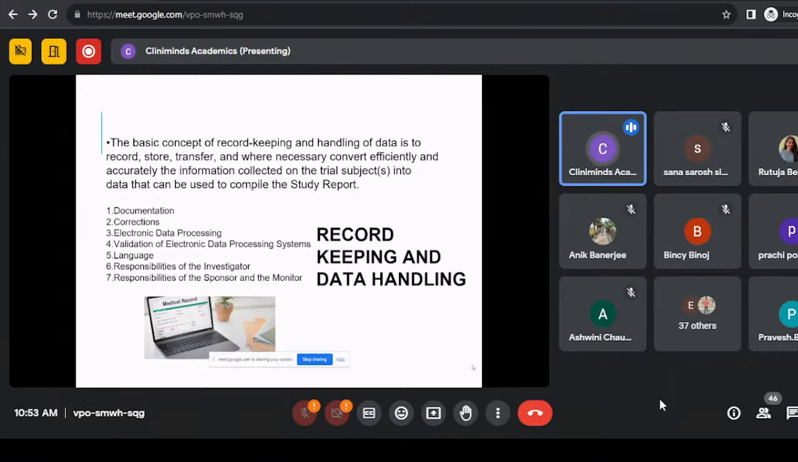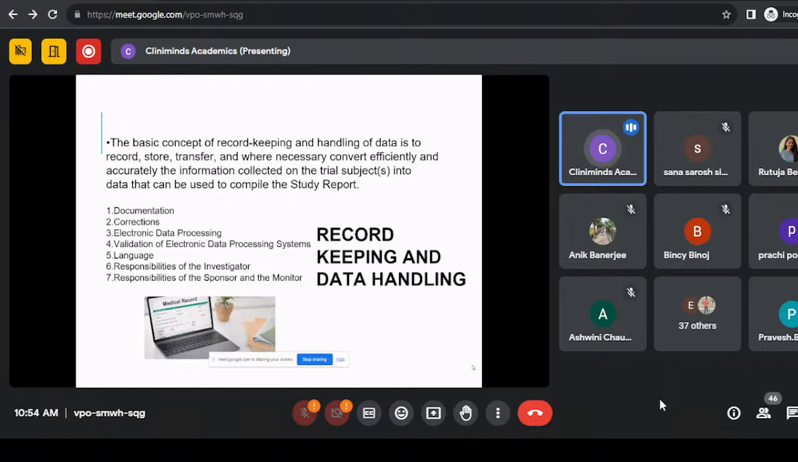Then there is another piece of information which they have given. It's about the correction of the document. Correction of the document in our source documentation or in our CRF. Any mistake can happen, or while you are documenting, there may be an error. So here it gives the information on how we can do the correction of the document. I already communicated to you how we can do the correction.